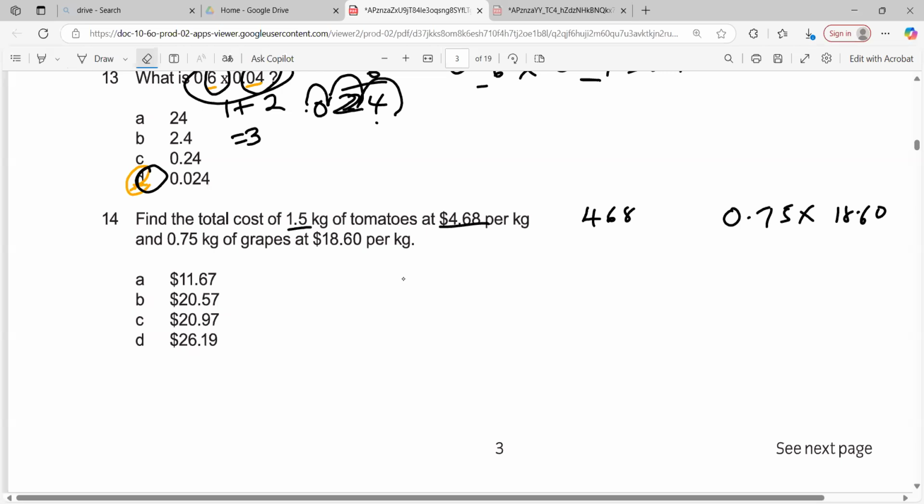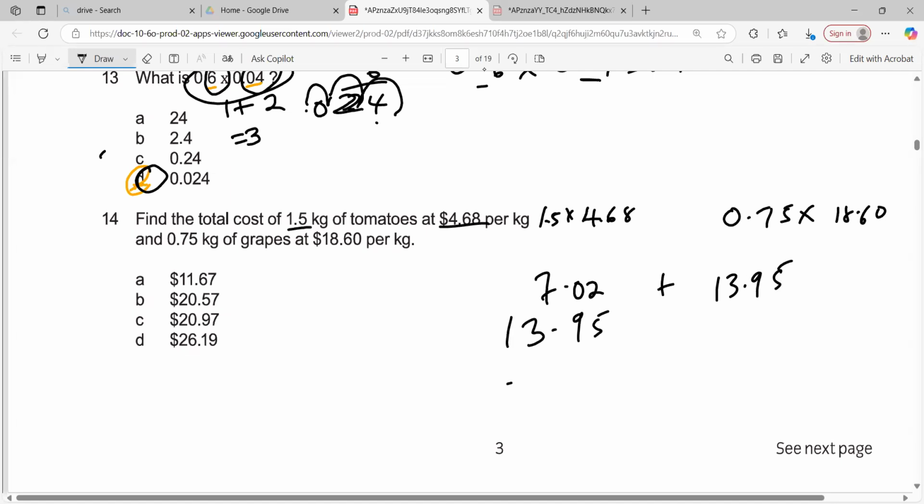So 1.5 times 4.68, I got 7.02, and then 0.75 times 18.60, I got 13.95, and then I add the 7.02, and I got $20.97. All right, sir, so my answer was C.